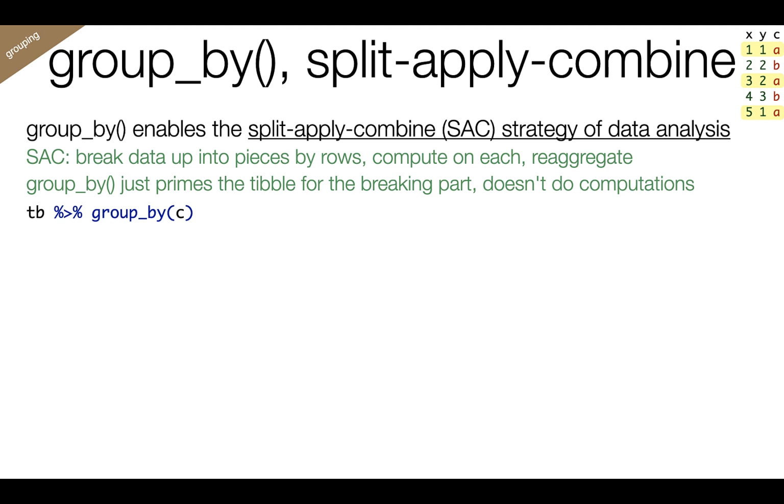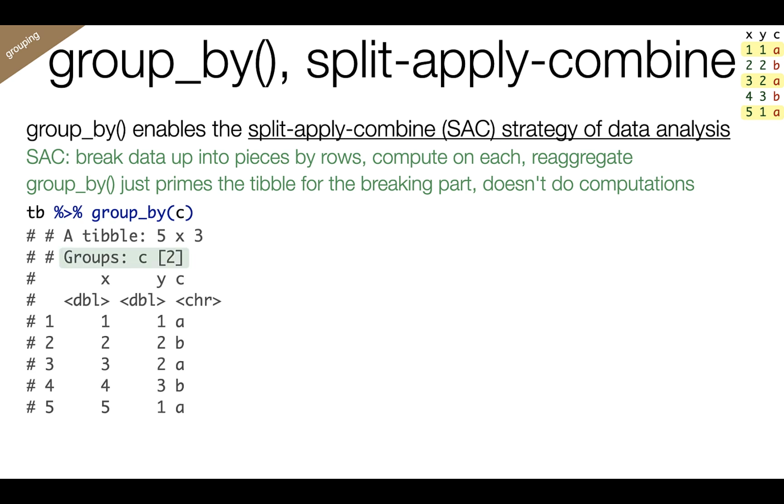I'll take my tibble and I'll group by c. The result looks like this. It looks very much like an ordinary tibble. The difference is that it printed out with this line that says groups: c [2]. The c there is specifying the variable that it's being grouped by. In this case, we wanted to group it by c, so it's grouped by c.